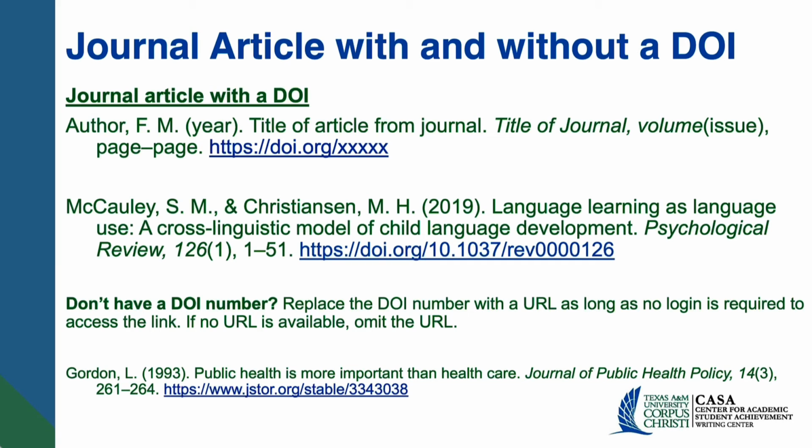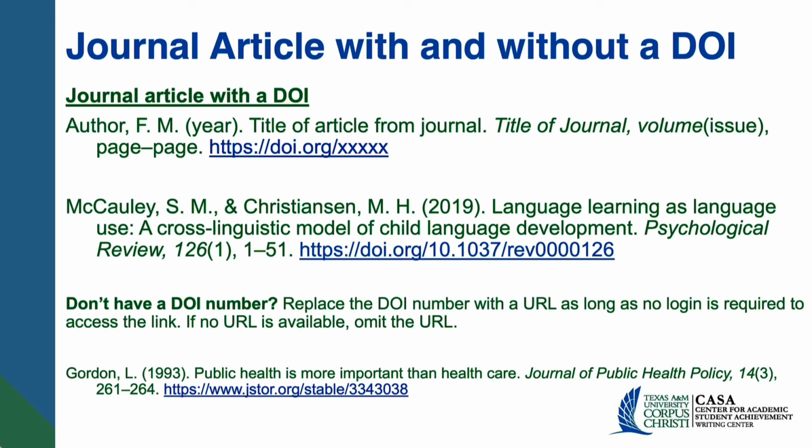Take a look at the example given. You see the author's last names, Macaulay and Christensen, their first initials, and the year. Note that each piece of information is separated by a form of punctuation. The title of the article is next. It is separated by punctuation. And then we have the title of the journal, the volume, and the issue, and the page range. And then there is the DOI.